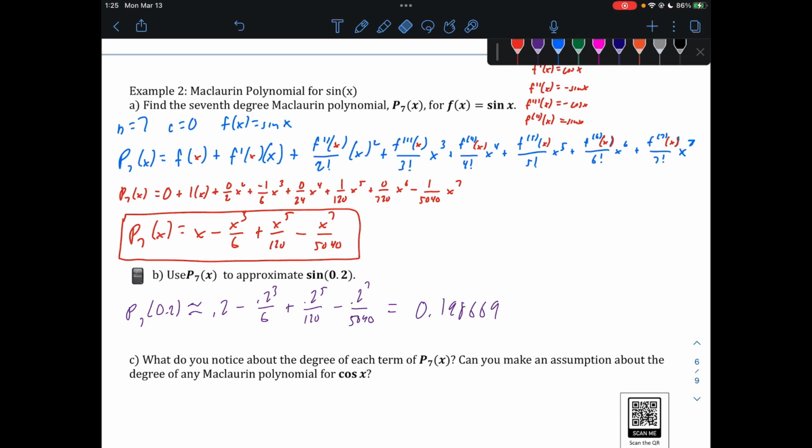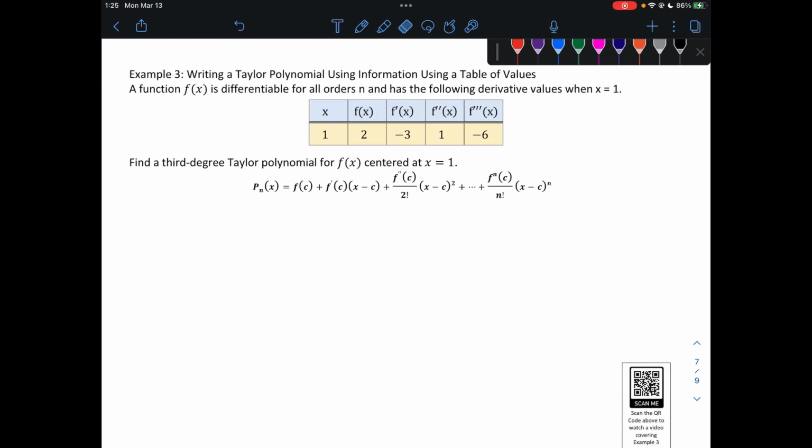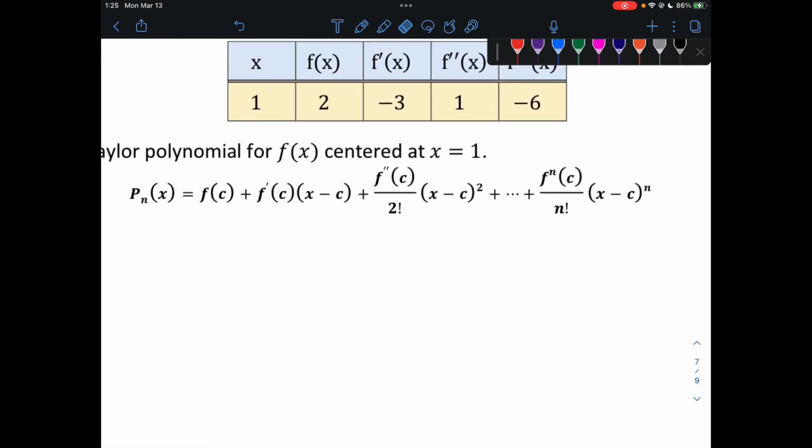Okay. Let's do another Taylor polynomial, this time using a table of values. A function f is differentiable for all orders n and has the following derivative values when x equals 1. Find a third degree Taylor polynomial for f centered at x equals 1. So we have the Taylor polynomial formula written out for us already right there. That's the general one that we would use.